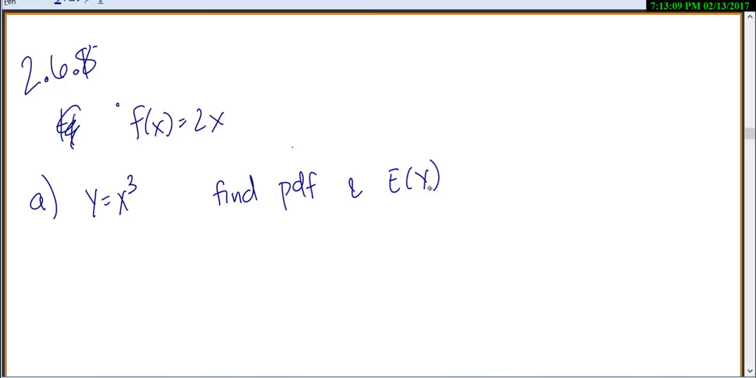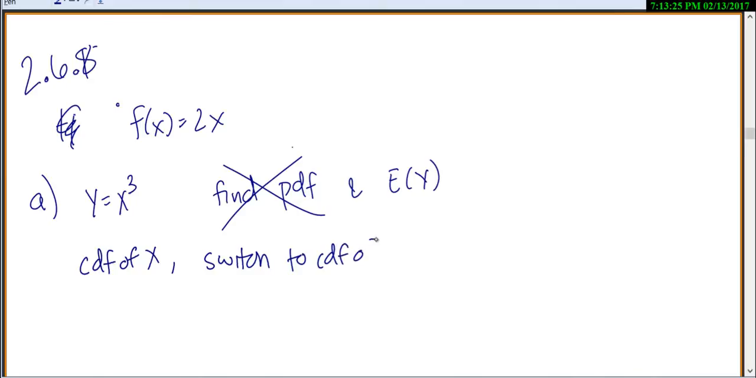Now, what will you have to do on the exam? You will not actually have to find the PDF of it because it is very long and complicated. What you actually have to do is you find the CDF of x, then you switch to the CDF of y using that complicated trick that I expect you guys won't really truly understand the first time you learn it in this class. And then you do the derivative to the PDF of y.